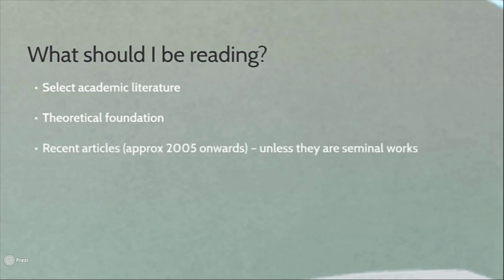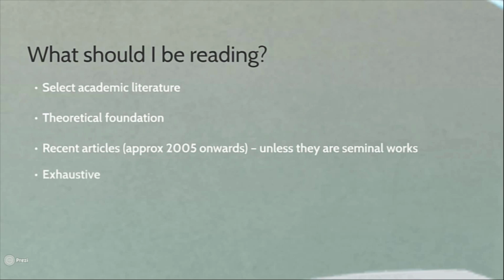You should be reading recent articles. Those are articles published between 2005 and now, so between 10 to 11 years, unless they are seminal works. When they are seminal works, you can date back as far as you want to, but all other literature should not be more than 10 years old.